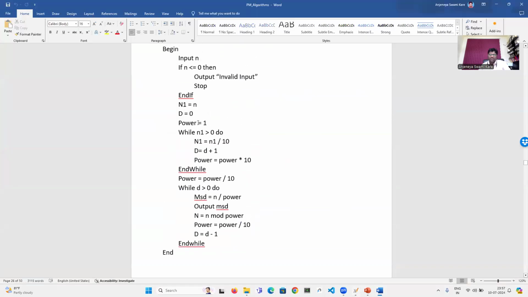Yes, so this is the algorithm. This loop is to compute the number of digits and 10 to the d minus 1. Then power equal to 10 to the d minus 1, while d greater than 0, where d is the number of digits. While d greater than 0, the most significant digit is extracted, output the most significant digit, n equal to n mod power, power equal to power by 10, d equal to d minus 1. So exactly the same. This loop runs exactly d times because the number had d digits, and all the digits are displayed from left to right. This concludes this lecture. Thank you.